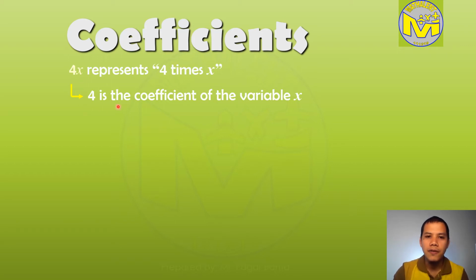So what is a coefficient? Good question. Coefficients are the numbers, usually, before a variable in a term. This is a term, one term, 4x. 4 is the coefficient. x is the variable.